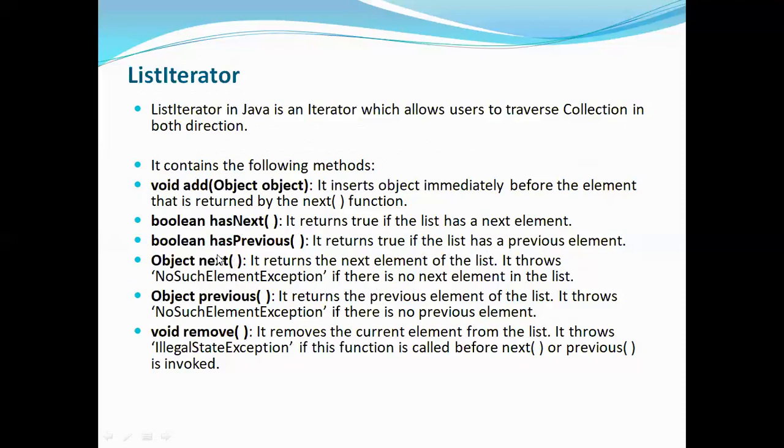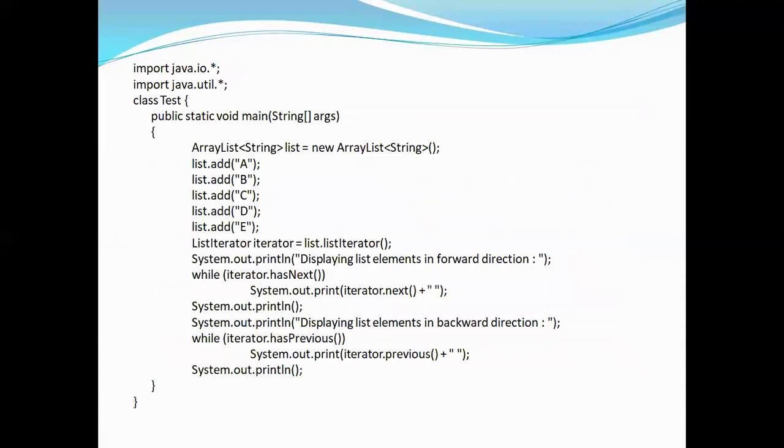Next is object next. If it has a next element, it will print the next element, and it throws an exception, same like the previous case. Next, object previous. Again, if I have a previous element, I'll print the previous element, and it throws an exception if there is no previous element. And also it has the remove method. What does remove do? It removes the current element from the list. It throws an illegal state exception if this function is called before next or previous is invoked. So this is the remove method.